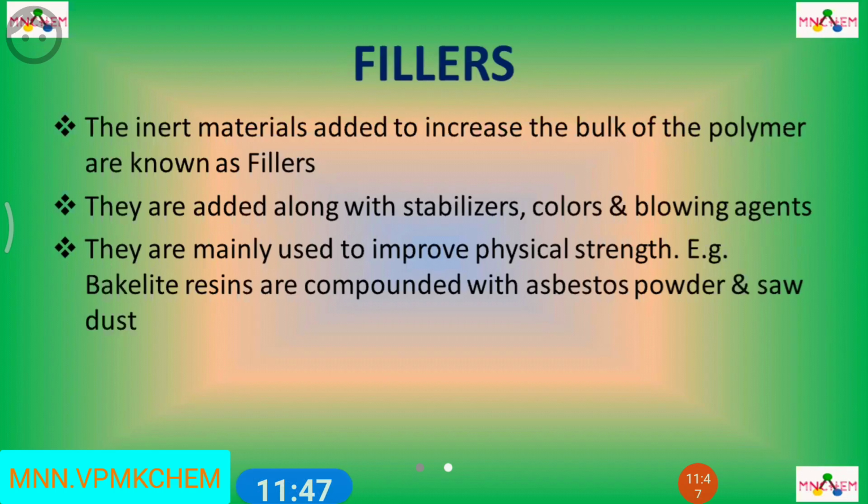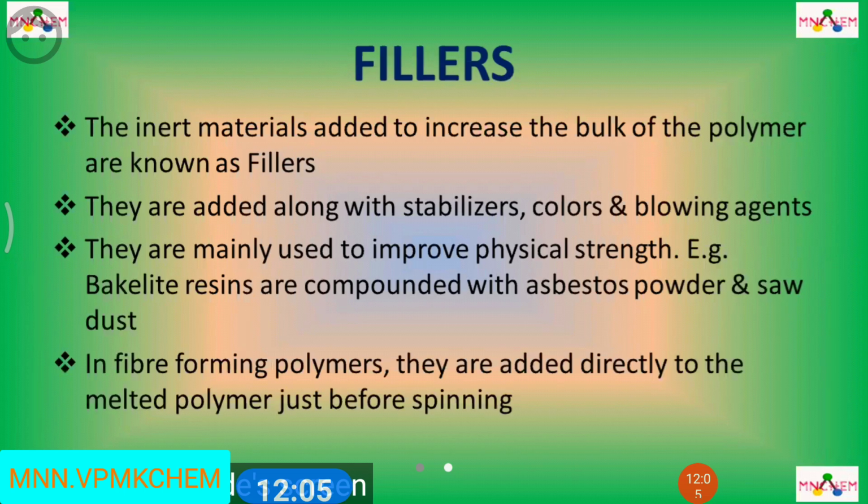For example, if we take bakelite resin, then fillers like asbestos powder or sawdust are added into that, so that the bakelite, which is a brittle polymer, can have its physical strength increased by adding these fillers. Even in fiber forming polymers, the molten mass is taken and these fillers are added just before spinning the fiber so that it will have good tensile strength.